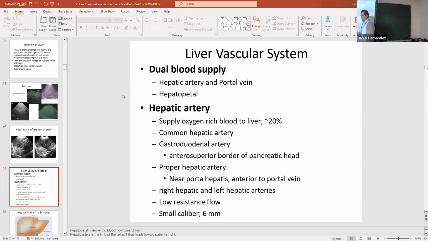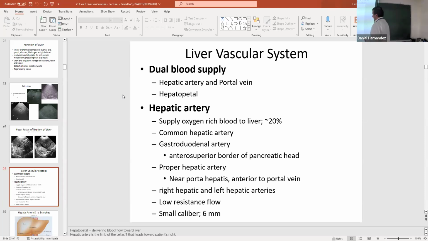The proper hepatic artery is the one that ultimately ends up in the liver and enters the liver in an area referred to as the porta hepatis. We'll see some pictures, I'm going to show you where the porta hepatis is. That's where the vessels and the bile duct enter and exit the liver. The anatomic location of the hepatic artery should be anterior to the portal vein. Once the proper hepatic artery enters the liver, it will split into right and left hepatic arteries, supplying oxygenated blood to the right and left liver lobes.